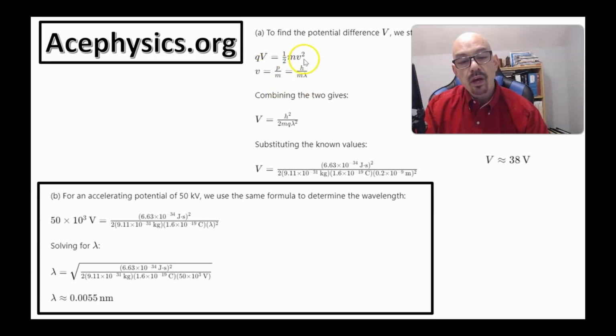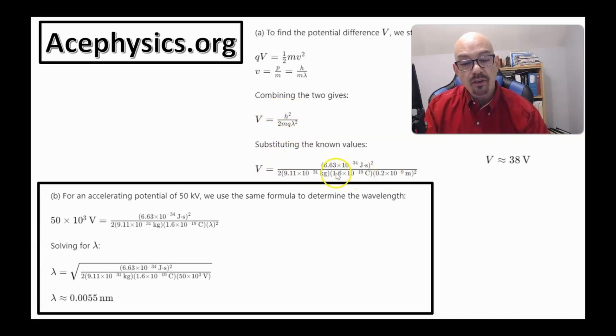And then we would take V, plug it in here. Well, we take V in this form, plug it in here, and this gives you a formula for voltage. And the voltage is h squared over 2mqλ squared. h is Planck's constant, m is the mass of the electron, q is the charge of the electron, and λ is the wavelength of the electron.